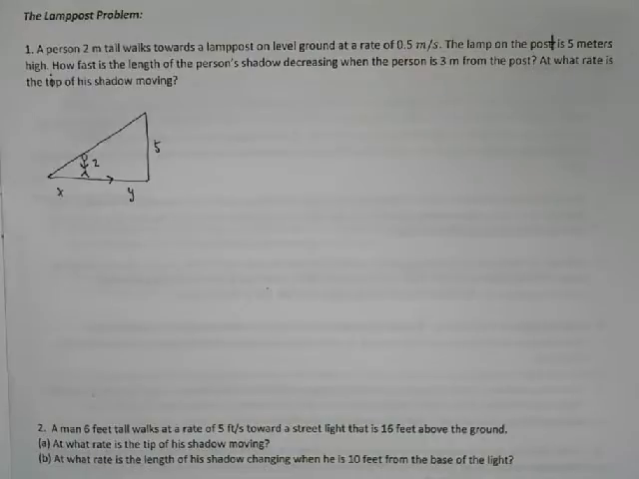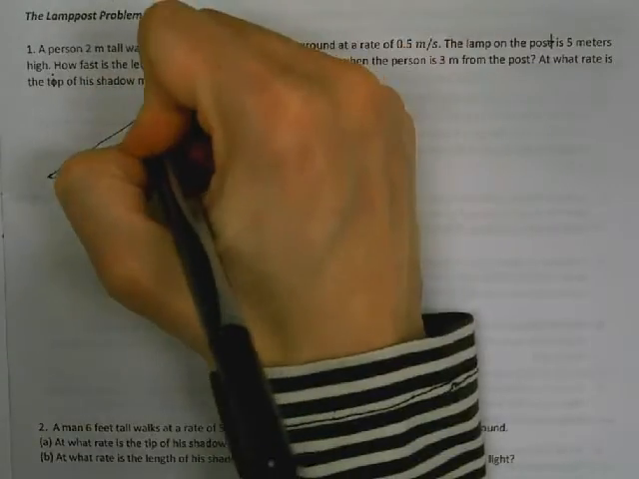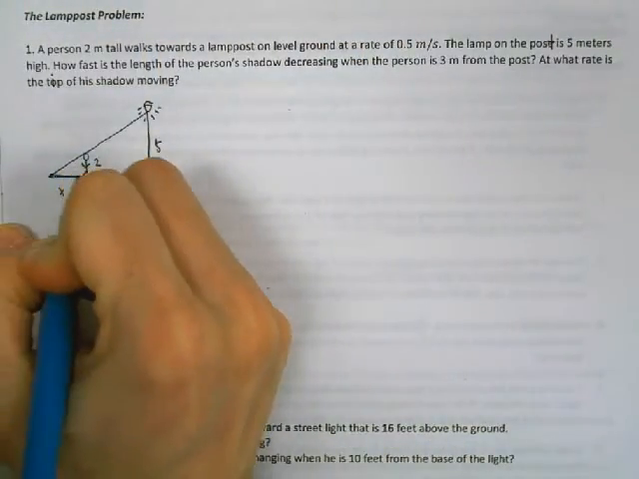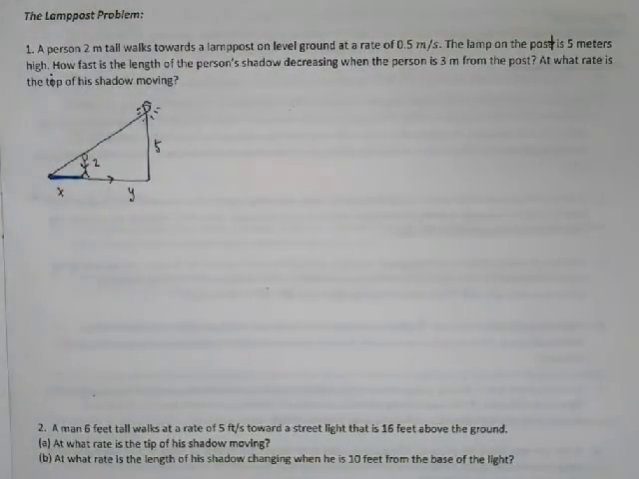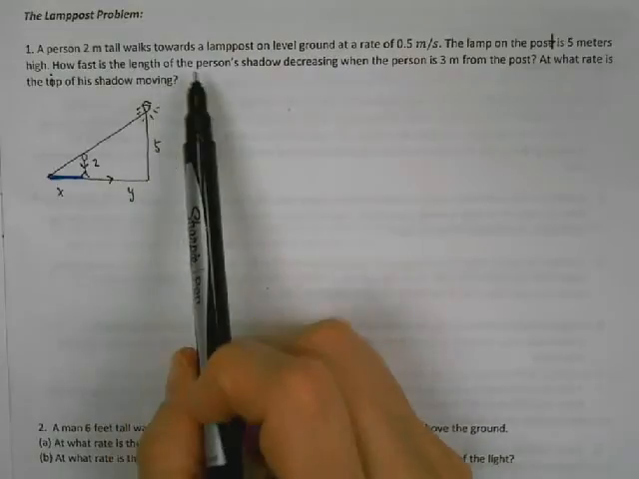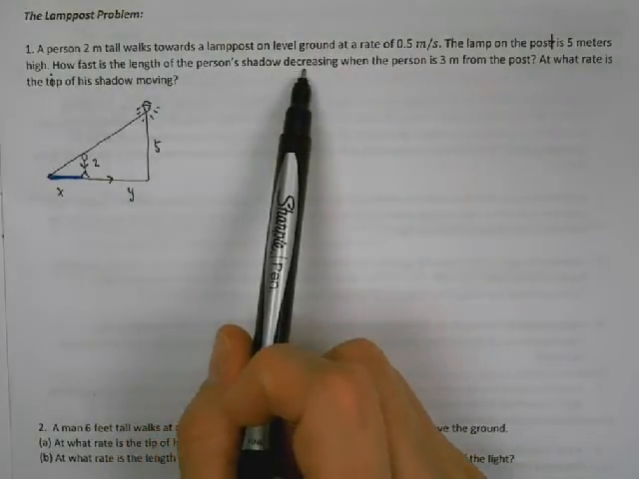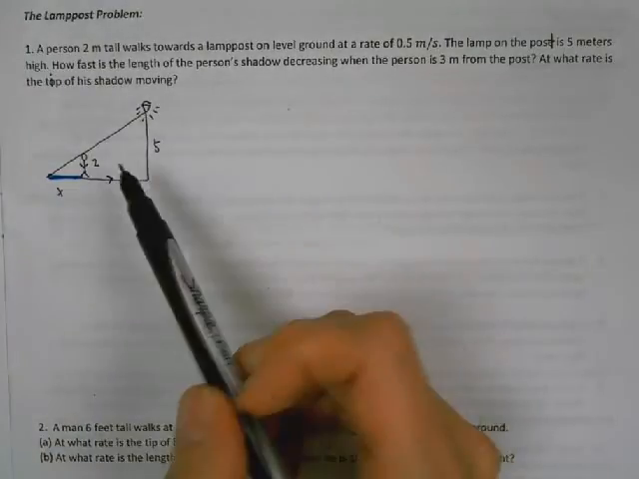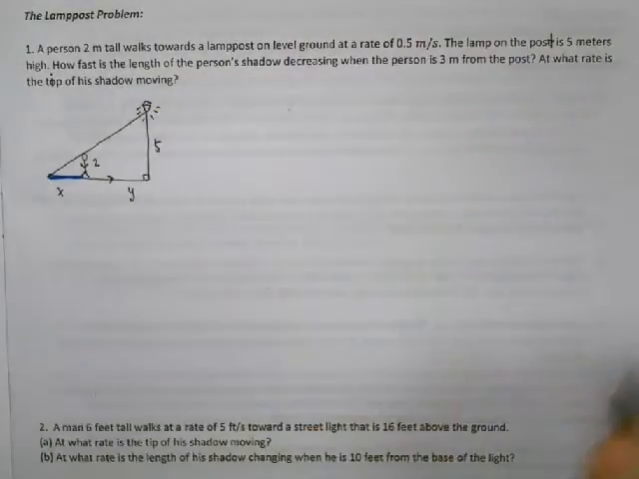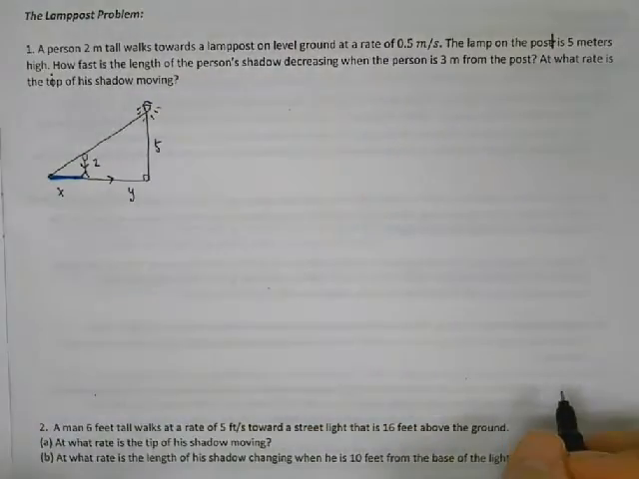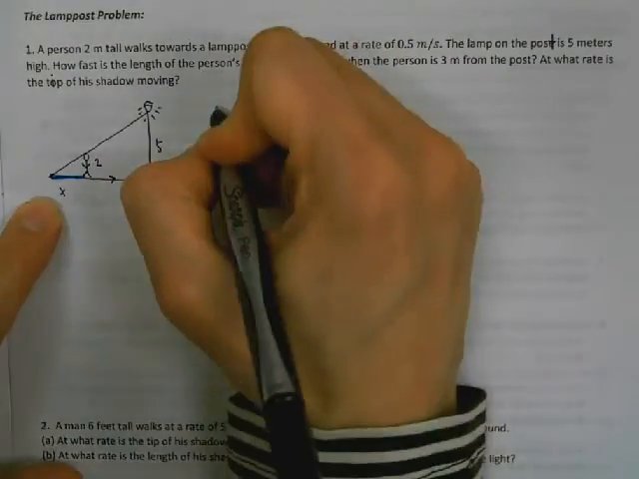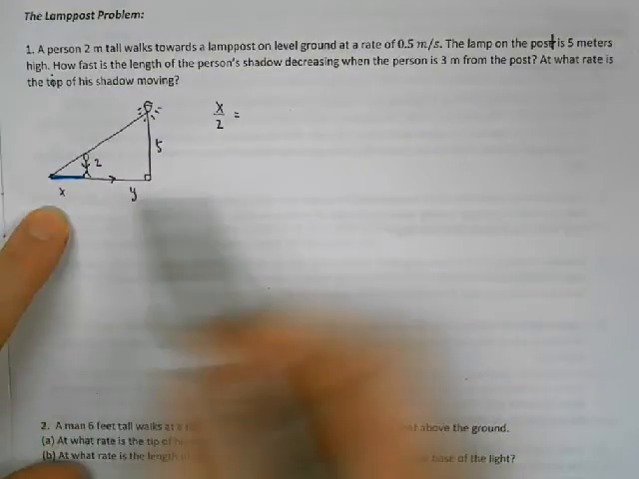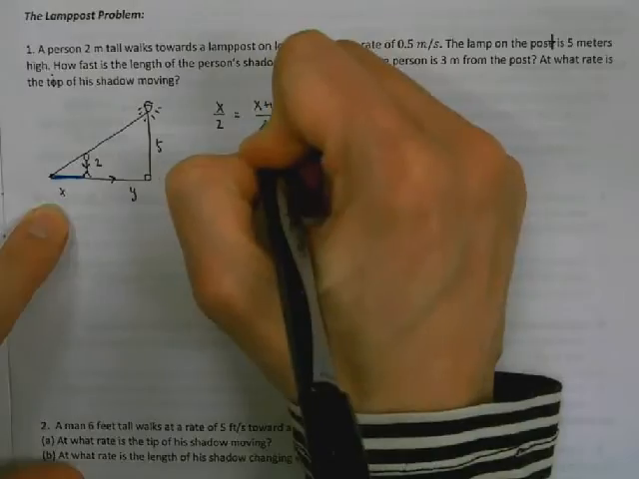the person's shadow decreasing? So here's my light coming out of my lamppost. I know that this right here is going to represent that person's shadow. So when I'm looking for the rate at which the length of the person's shadow is decreasing, I'm trying to find dx/dt. If I look at this, I'm going to use my right triangle similarity to set up a proportion. So I know that x over 2 is equal to x plus y over 5.